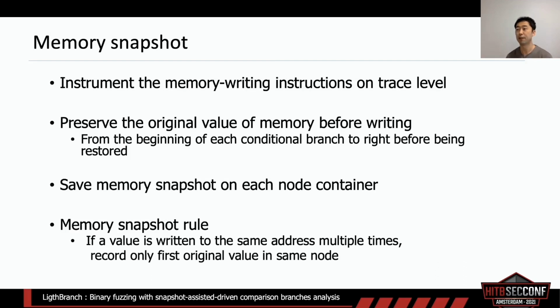Of course, Lightbranch supports memory snapshot. This is one of the necessary functions to restore the execution state of a binary. For this, we first instrument all the memory writing instructions at trace level, and then it preserves the original value of memory in their node container whenever hitting memory writing instructions. Memory snapshot starts from each conditional branch; before being written, the values are preserved, and then we overwrite these preserved values back to the regions when restoring the snapshot.